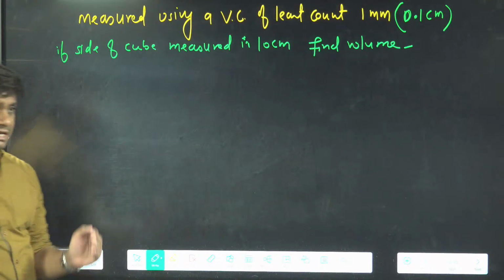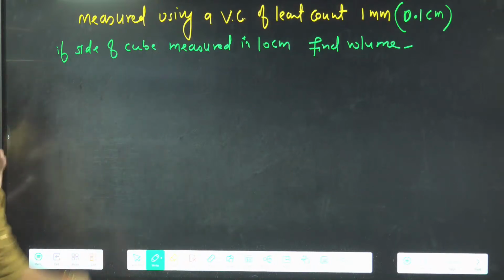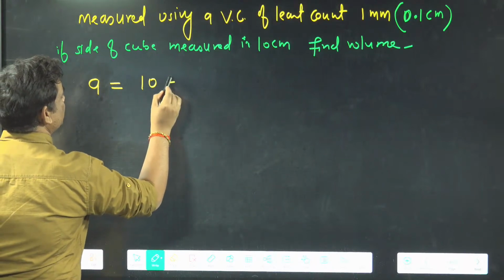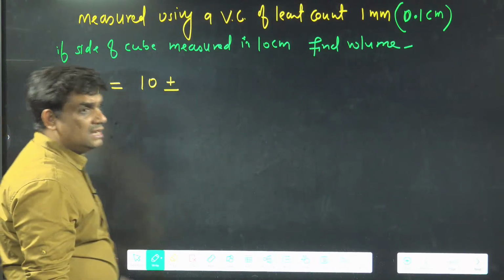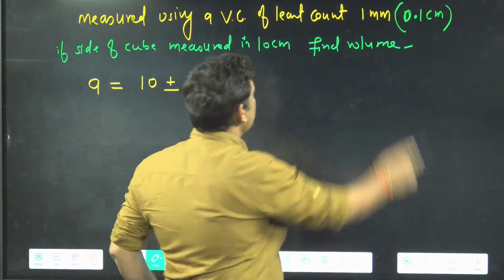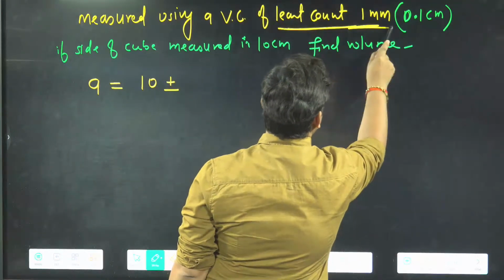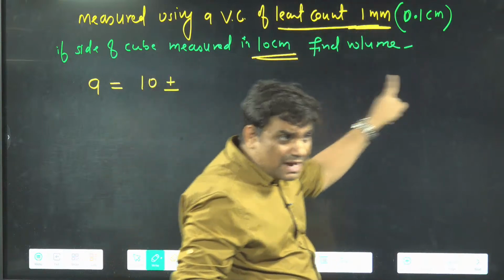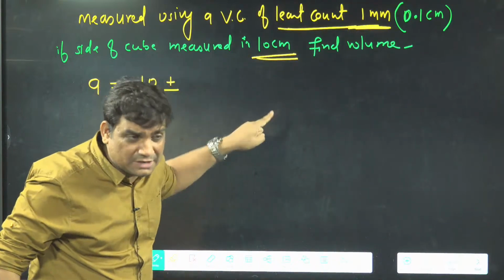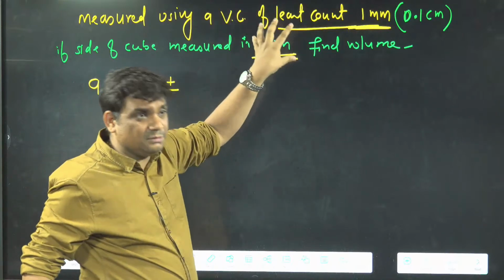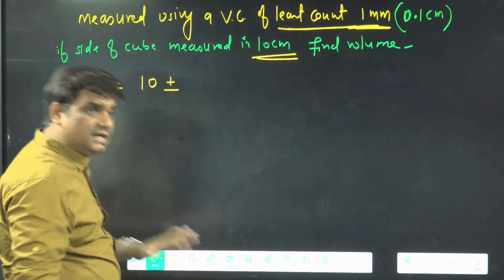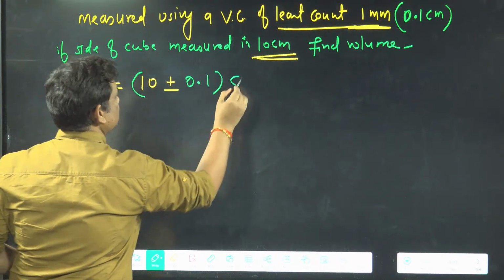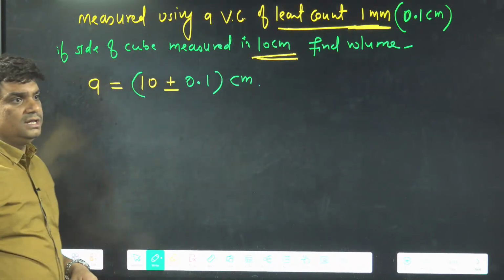So what we can say here is that the side is 10 centimeters, so 10 plus minus the least count, which means error. And how much error is possible here? 1 mm. But this is in centimeters, so the error you will write as plus minus 0.1, because we have to write that also in centimeters. So 0.1 centimeter. Clear?